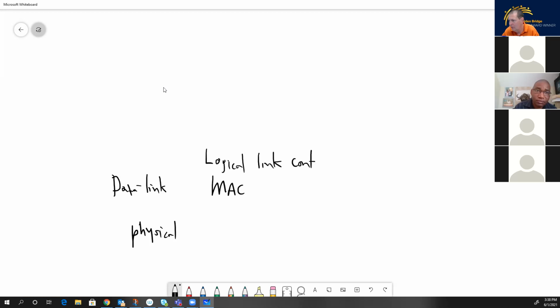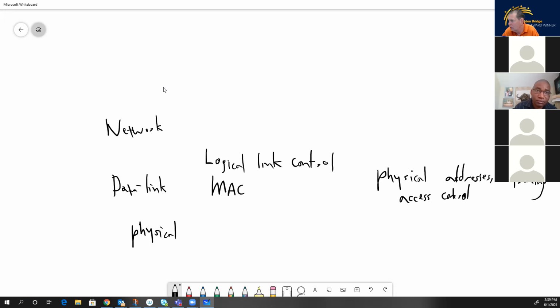LLC. And remember how I talked about how now above this, we've got the network layer, right? Correct. And so the data link layer deals with physical addresses, which are our MAC addresses, which are burned into the network interface card. It deals with framing. It deals with access control. So how you get things onto the media or medium. Access control.